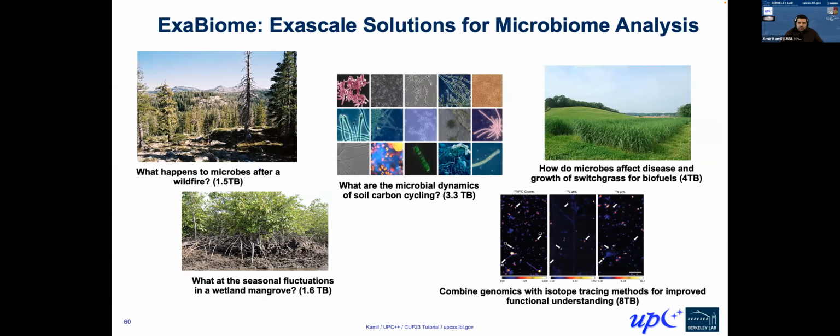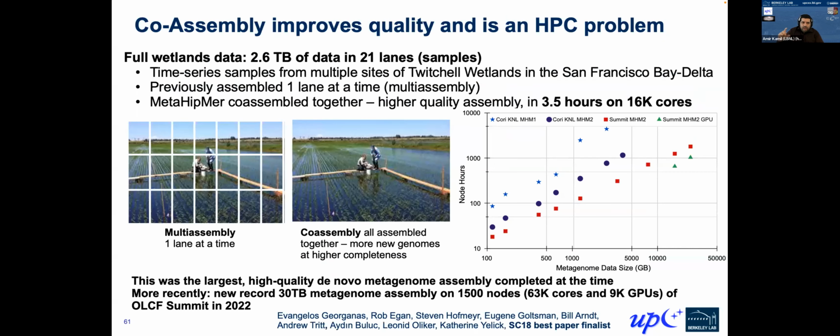All right, so the last application that I want to talk about is MetaHitmer, which is part of the Exabiome project. And the goal here is something called metagenomics. So essentially, we want to learn something about the genomes that are present in some environmental sample, and maybe to answer some science question. For instance, what happens to microbes after a wildfire? And so MetaHitmer was the first distributed implementation of this metagenomics assembly.